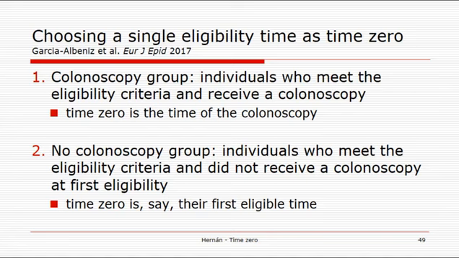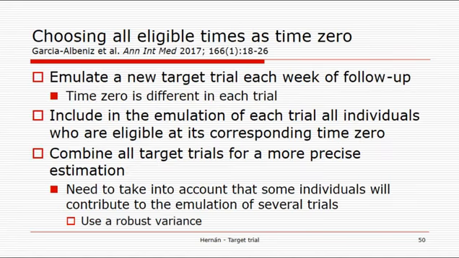For example, if we were using a single time zero, then we would put in the colonoscopy group individuals who meet the eligibility criteria at that time zero and receive a colonoscopy. And in the no-colonoscopy group, individuals who meet the eligibility criteria and did not receive a colonoscopy at that time. If we are using all eligible time zeros, we will do it differently. We emulate a new target trial every week, say, or every month, or every day. And in each of those trials, we check who meets the eligibility criteria and who doesn't.